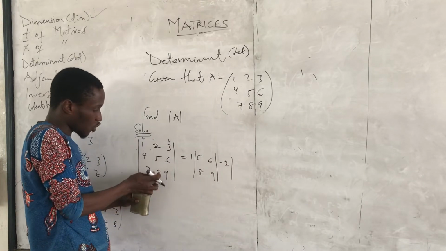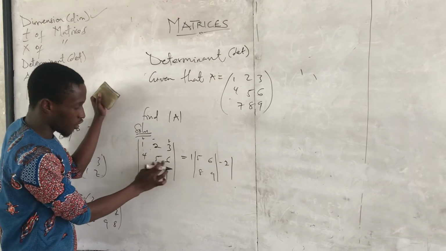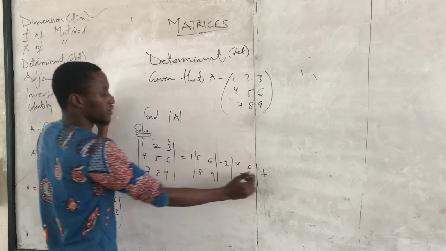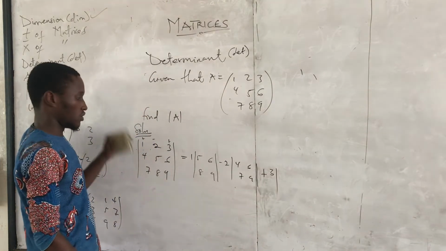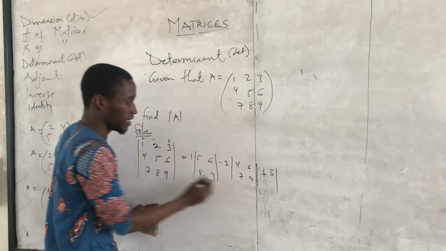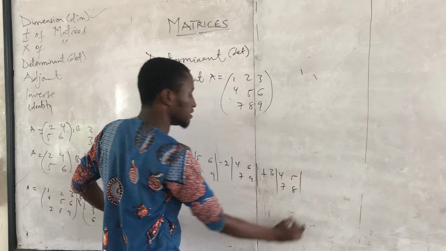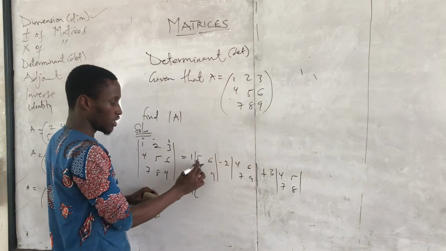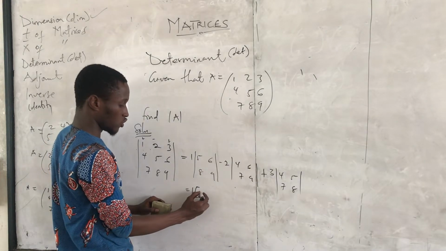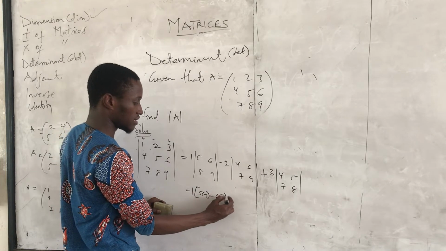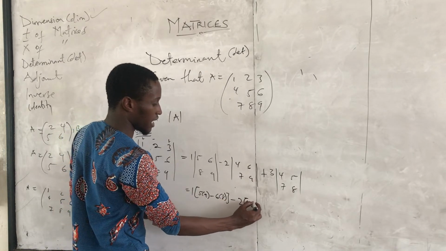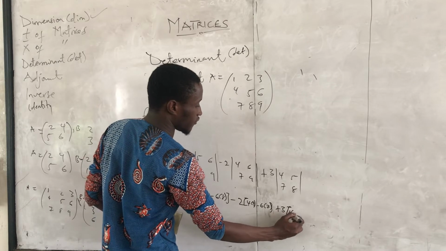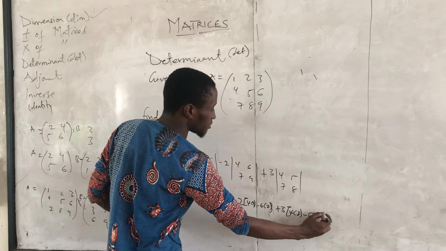Then we cancel this column and this row. When I cancel this and this, I'll be left with 4, 6, 7, and 9. Then I'm left with plus 3. So I'll cancel this and this. I'll be left with 4, 5, 7, and 8. Okay. So I will apply the 2 by 2 determinant that I know. 5 by 9 minus 6 by 8. 4 by 9 minus 6 by 7. 4 by 8 minus 5 by 7.